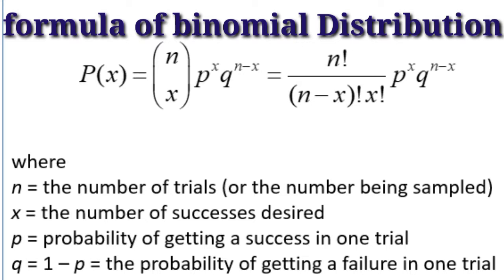Right students? Okay, the formula of binomial distribution: P of x equals nCx p to the power x, q to the power n minus x, which is equal to n factorial upon n minus x factorial, x factorial, p to the power x, q to the power n minus x. Here n is the number of trials, the number in the sample, x is the number of successes desired, p is the probability of getting success in one trial, and q is 1 minus p, the probability of getting failure in one trial.